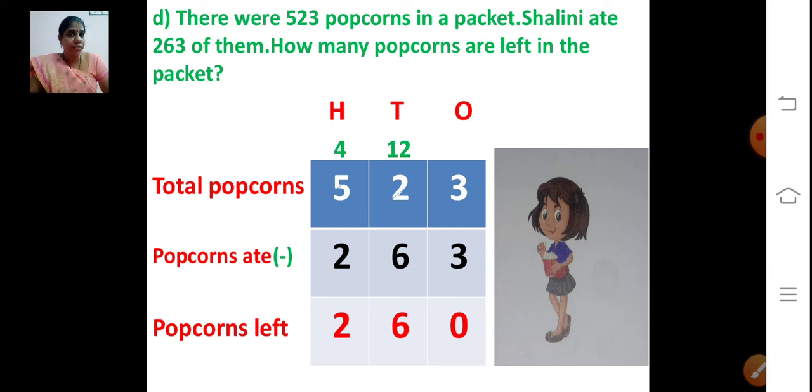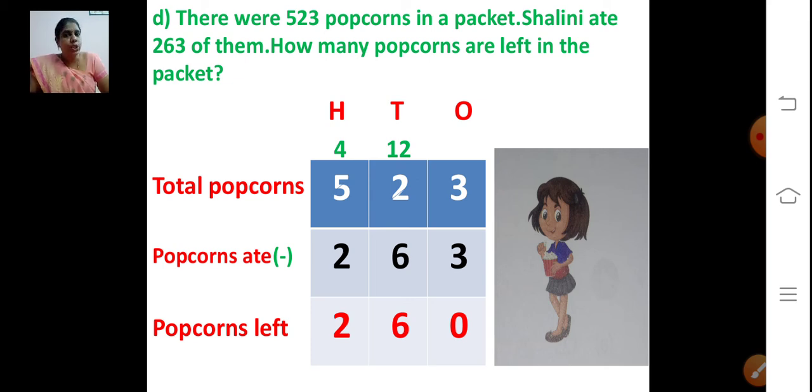If the word left comes, is it addition or subtraction? Subtraction, right? Now I'll repeat it. There were 523 popcorns in a packet. Shalini ate 263 of them. If you eat, will it be reduced or increased? It will be reduced, right? So how many popcorns are left in the packet? That we are going to find out. How? We are going to do subtraction.